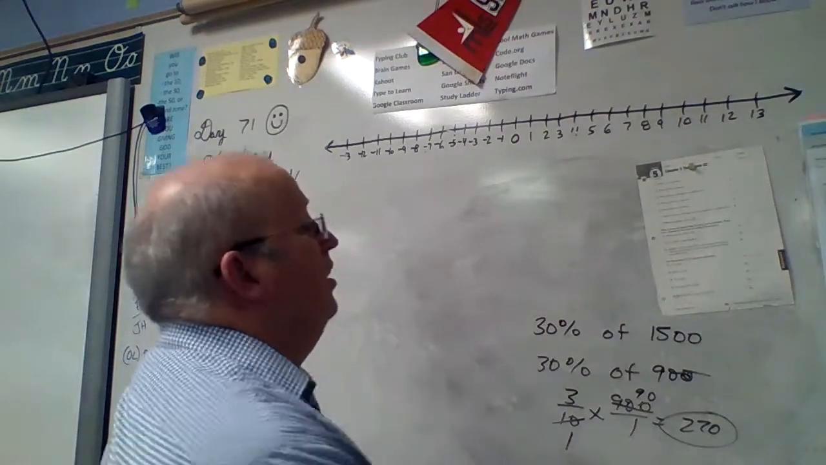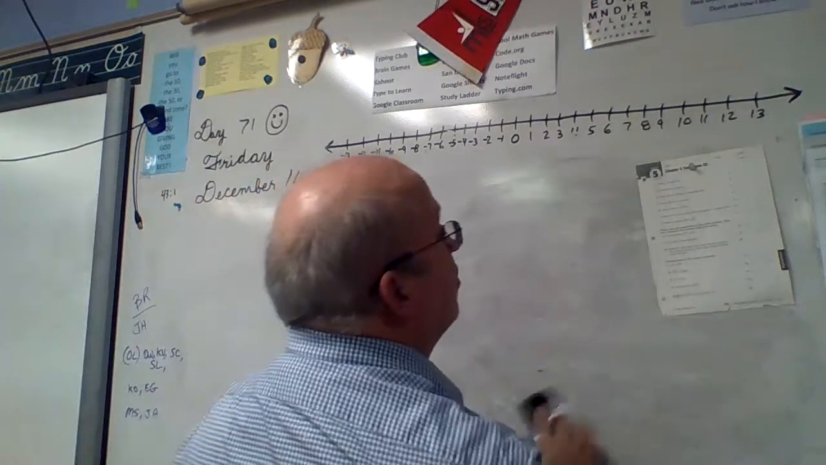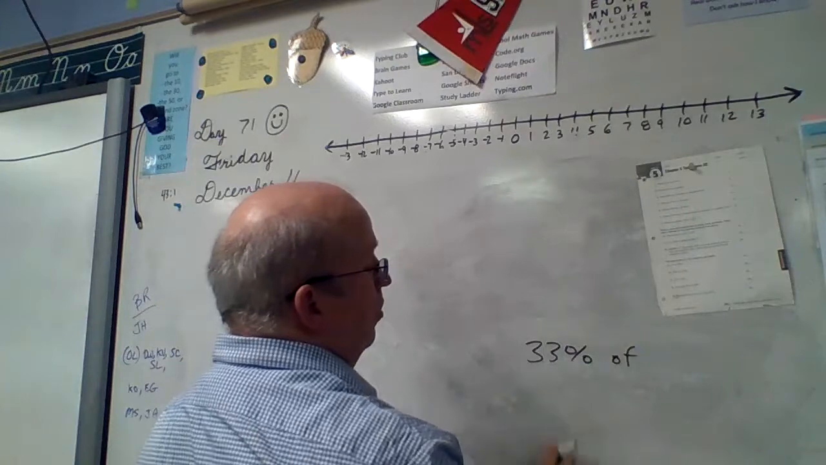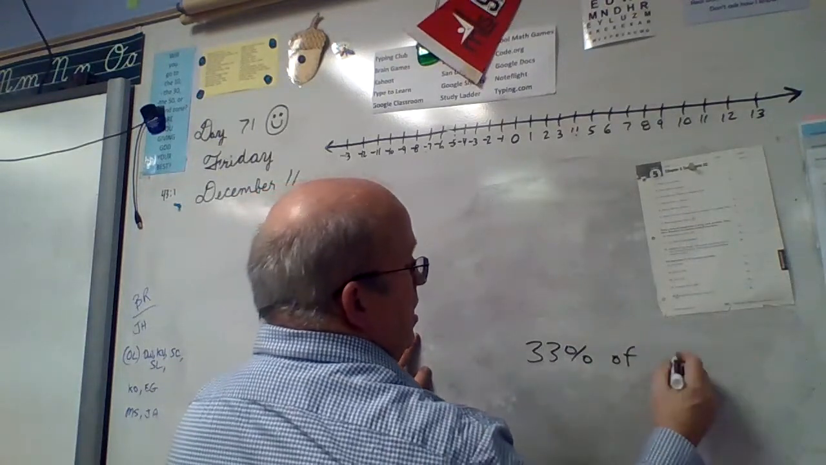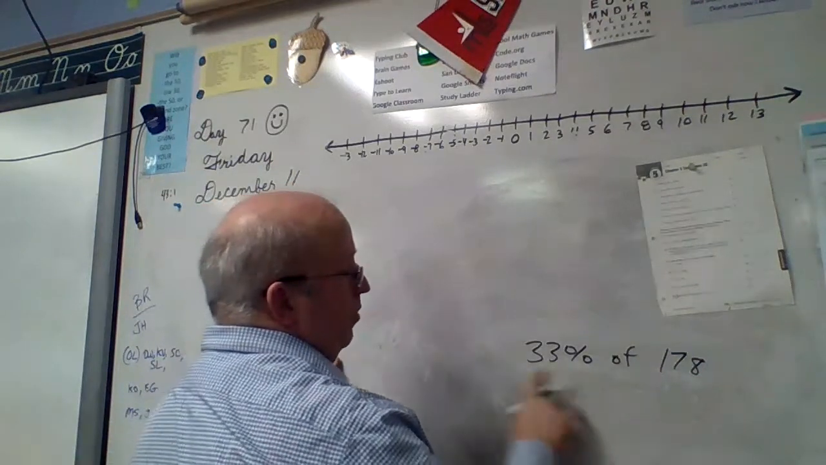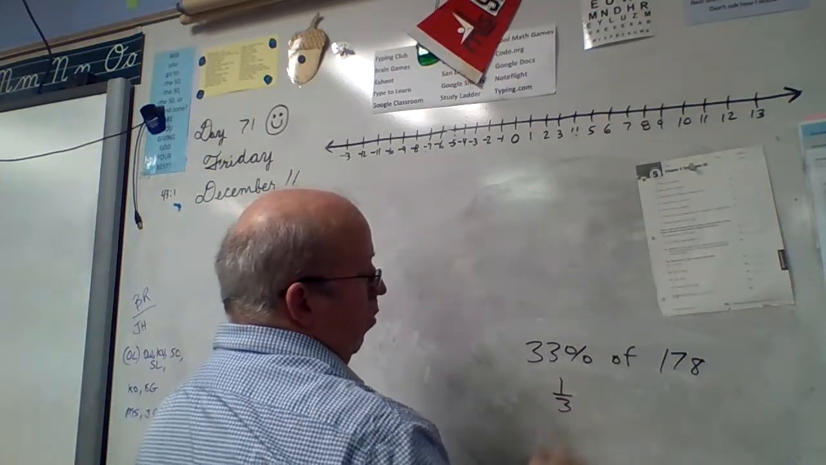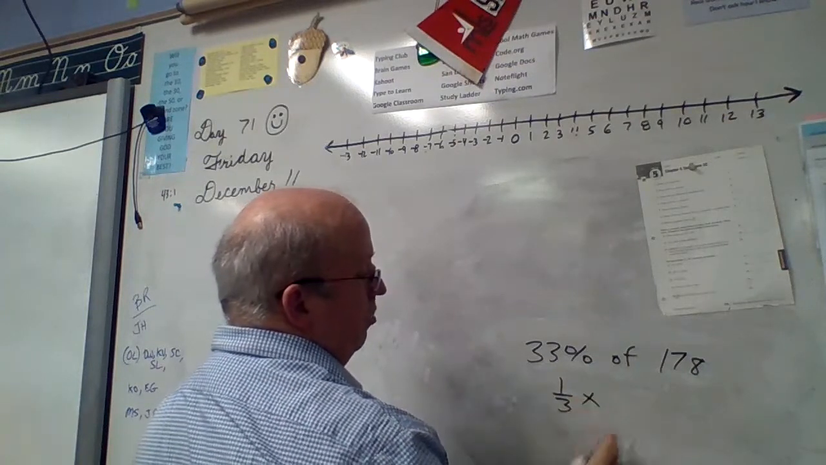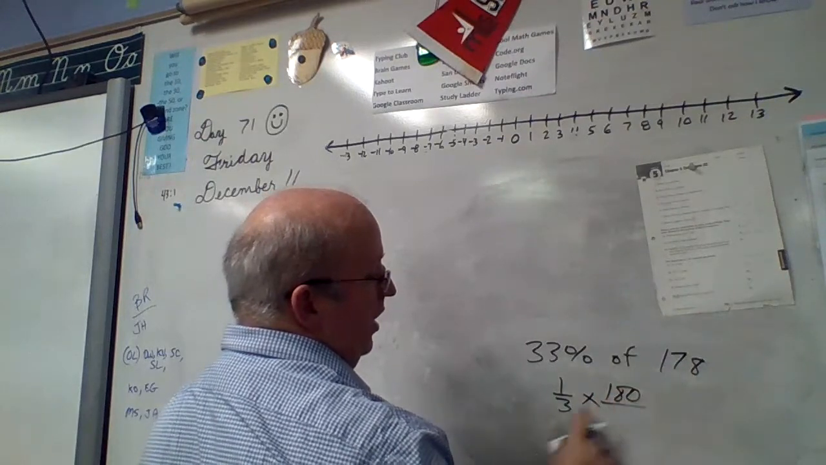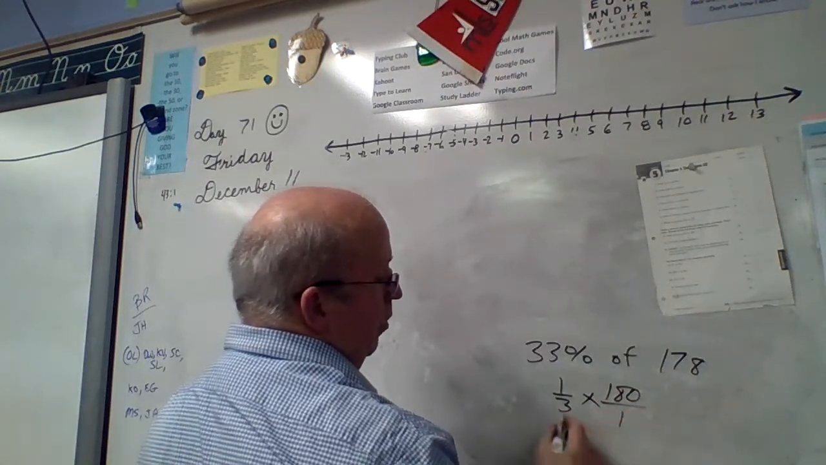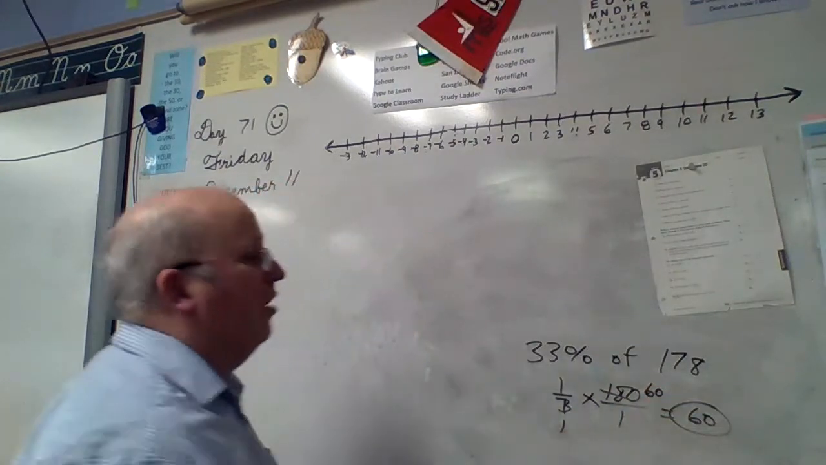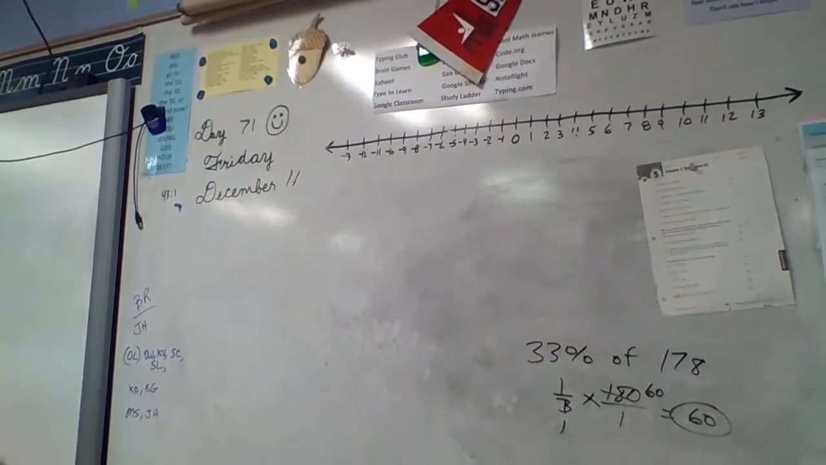How about number 14 where it says estimate 33% of 209? I'm not going to do 209, but I'll do, say, how about 178? When I look at that purple table for 33%, 1/3 jumps out to me as being much easier to work with. And then I'm going to change this to 180 because 180 works well with that 3. And when I do the simplifying, I get an answer of 60 in this case. 1/3 of 180 is 60.